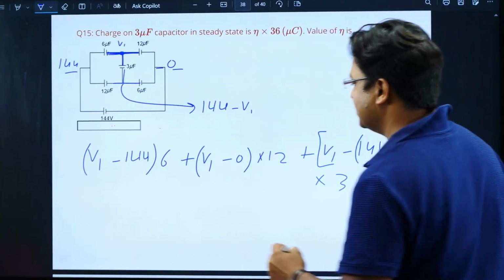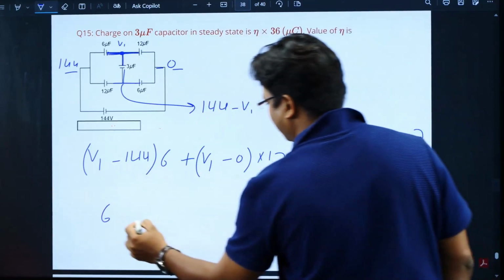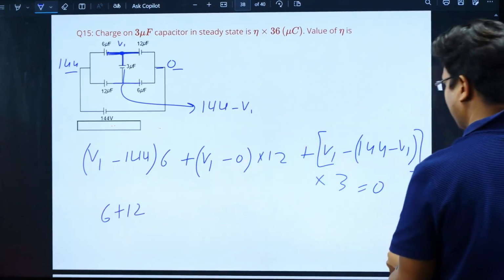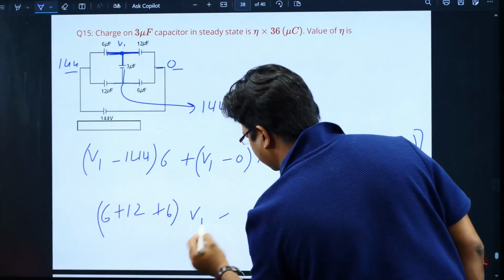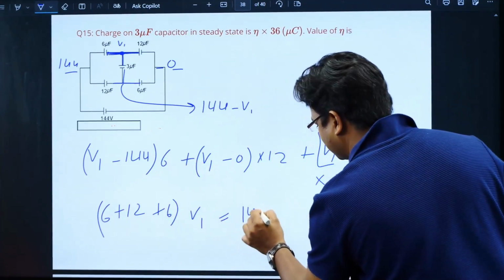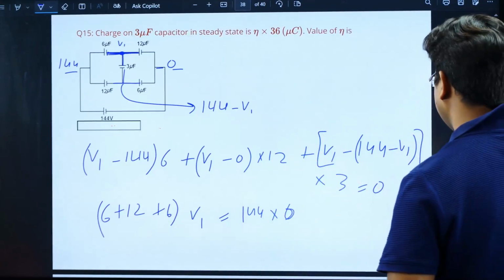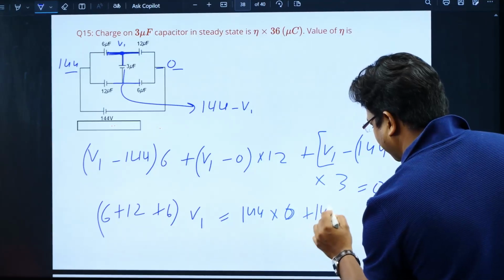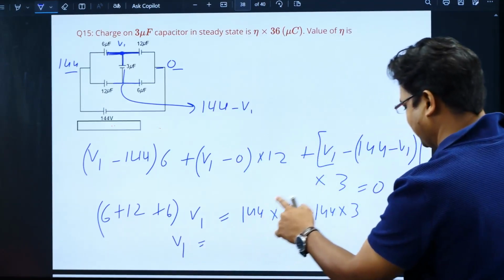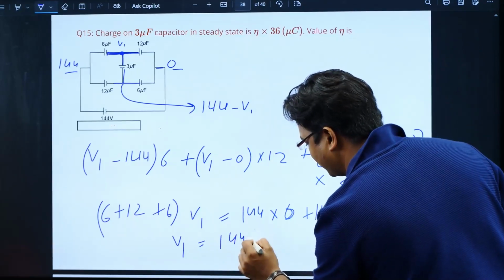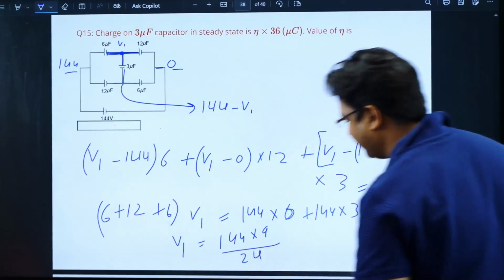So this becomes how much? 6 V1 and then 12, so 6 plus 12 is 18, and then 2 V1, so 6 again. So this is equal to what? 144 into 6, and from here we are going to get 0 plus 144 into 3. So we are getting V1 is equal to 144 into 9 divided by 24.